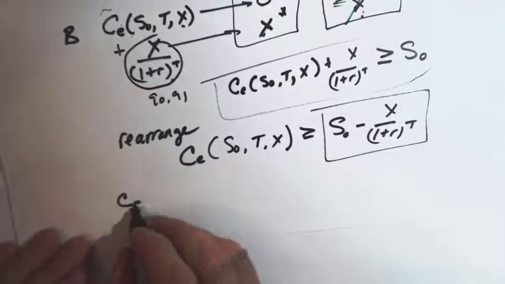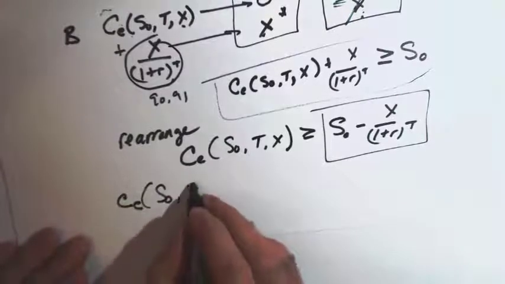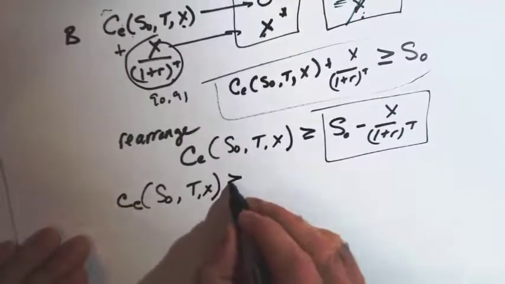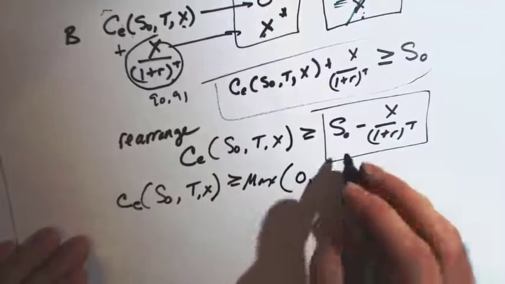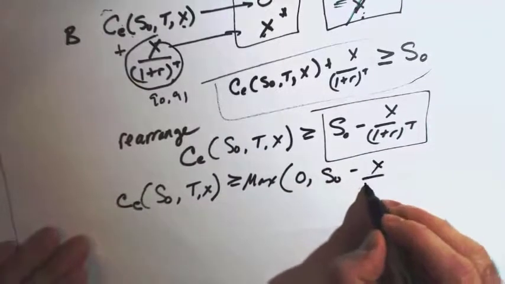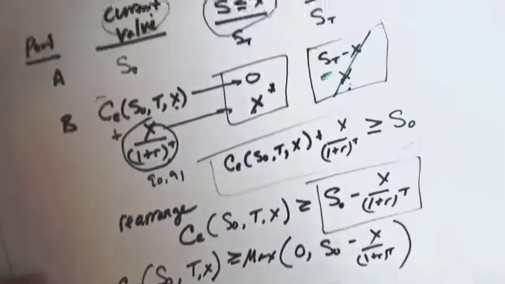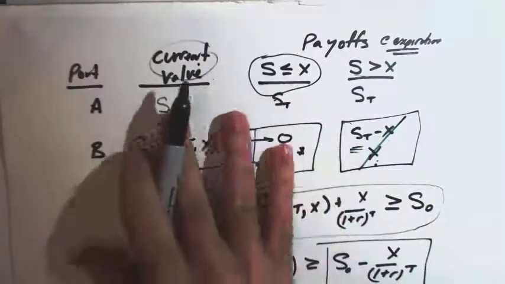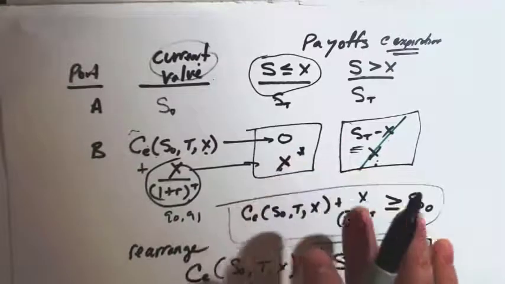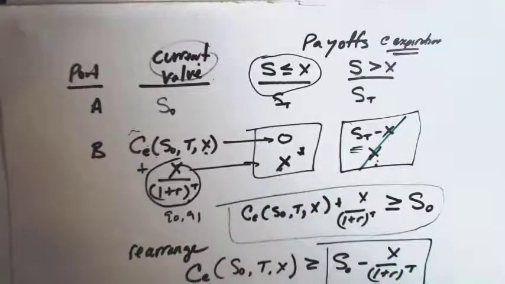The value of the call is going to be greater than or equal to the maximum of 0 or the stock price minus the present value of the strike. And there we have it, the proof behind the lower bound on this European call. And so this logic is very valuable in trying to put together boundary conditions and also for valuing the option. So it's very important to get a handle on this.